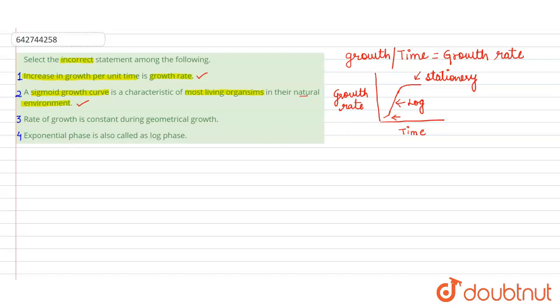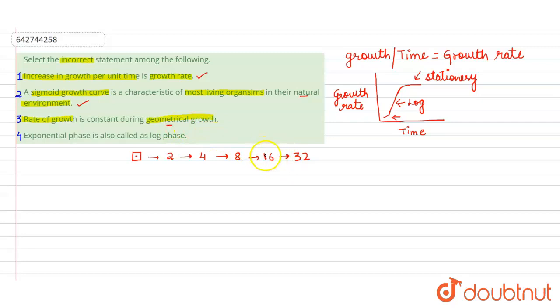Let's see the third statement now. Rate of growth is constant during geometrical growth. Now, if we see what is geometrical growth, let's take an example. This is one cell. This cell is going to divide into 2 cells. Then it is going to divide into 4, 8, 16, 32. So each of these cells will go on dividing and they will not mature. So this type of growth is called as the geometrical growth, which takes place in the initial stages of the organism's life cycle, like in case of embryo.